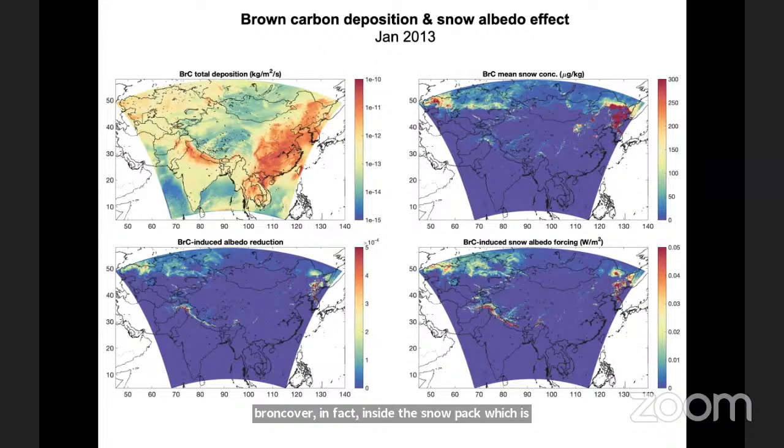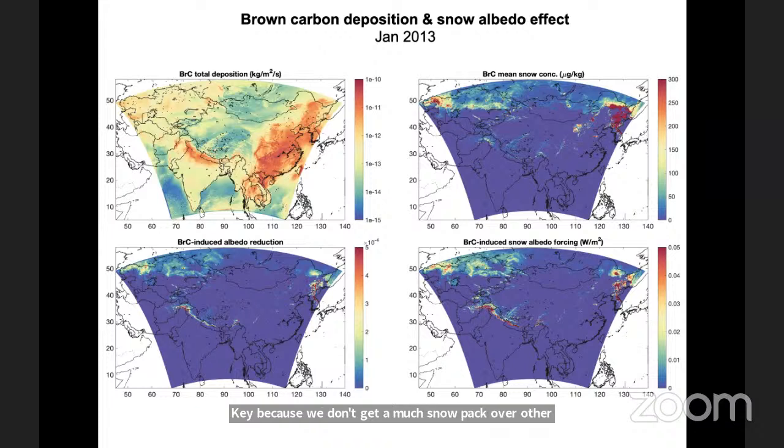And if we look at the concentration of the brown carbon inside the snowpack, which is shown in the top right panel here, as we can see, of course, this only happens where we have the snowpack, which is why we only show this type of pattern for the general case here, because we don't get much snowpack over other areas.